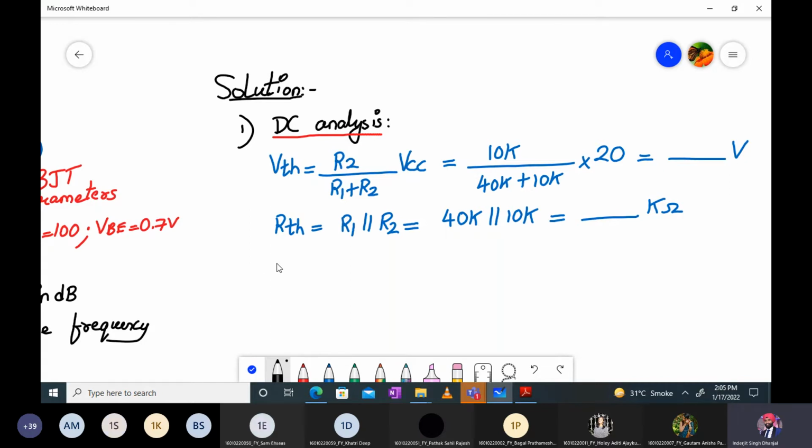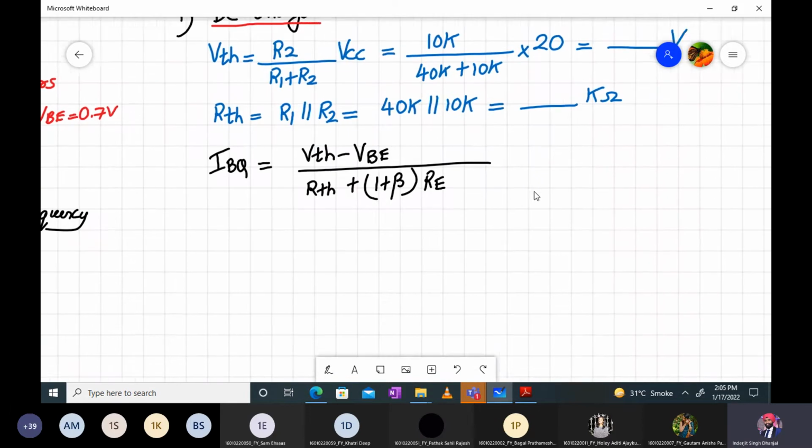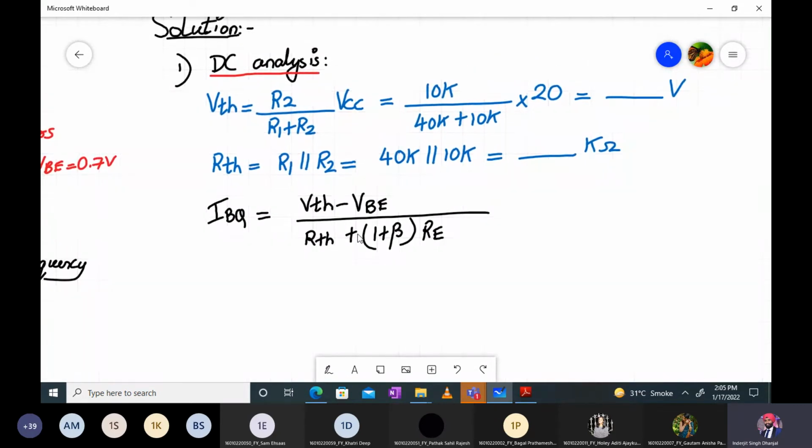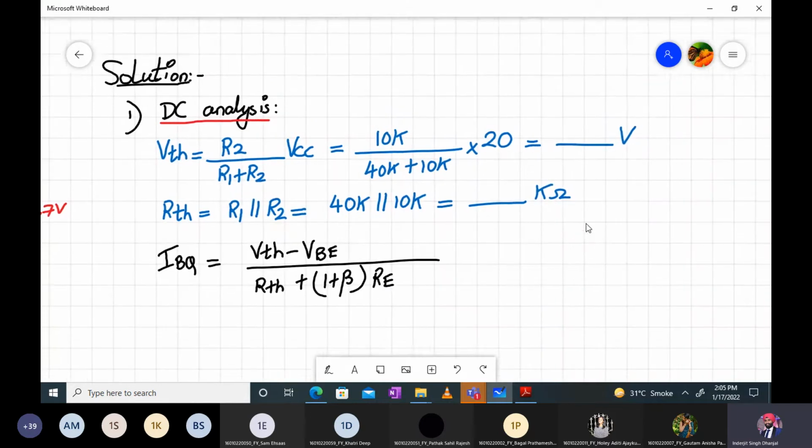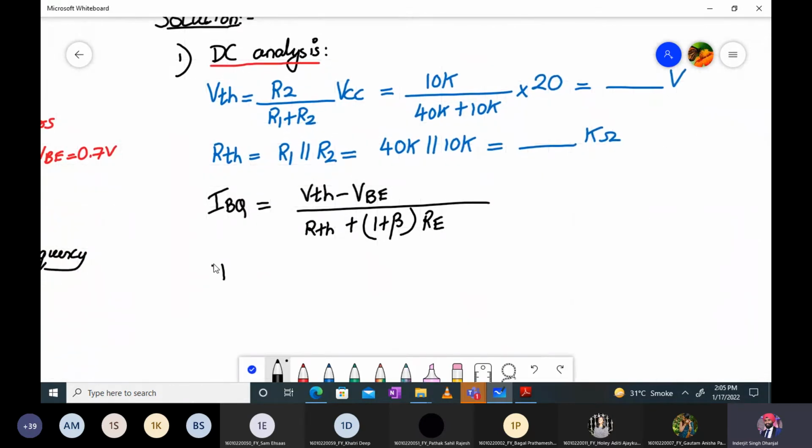Then I'll tell you, write down the next formula, the IBQ equation. It will be VTH minus VBE divided by RTH plus (1 plus beta) times RE. Now we are not deriving how we got this, because I think you have all done voltage divider bias many times, so I'm assuming that you all know this. If you want to refer to how we got this, you can refer to your BEE notes. So anyone, please let me know the VTH value, come on. And finally ICQ will be beta times IBQ.